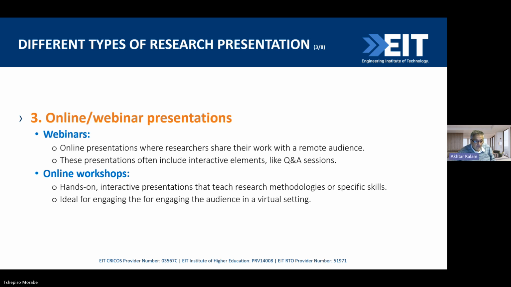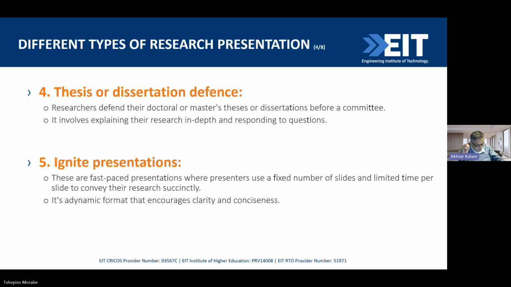So we have finished the third form. The fourth form is thesis. Now this is very important. In Australia, many universities do not have these. They do not have Viva Voce, but all over the world, we have got Viva Voces.